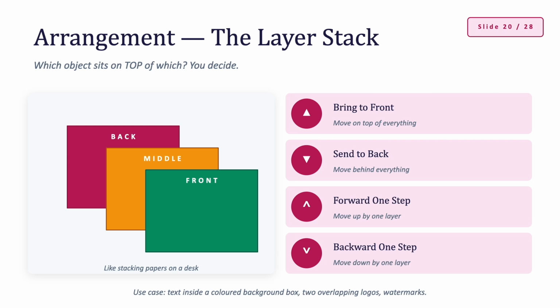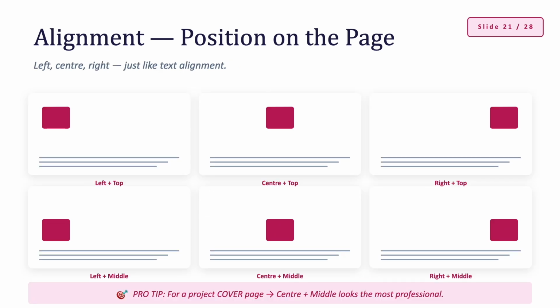You can use bring to front to move an object on top of everything else and send to back to push it behind everything. Forward one step and backward one step move it one layer at a time. This is super helpful when you have overlapping shapes, like text inside a colored box or two images that need to touch but not block together.